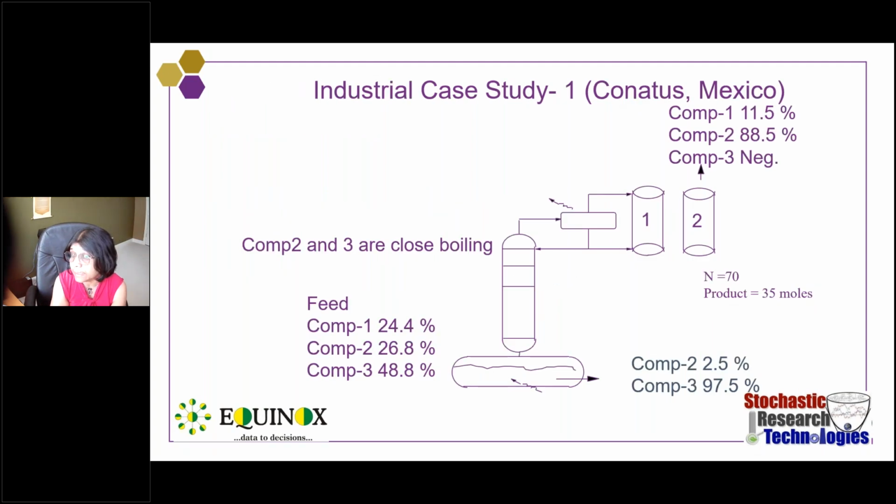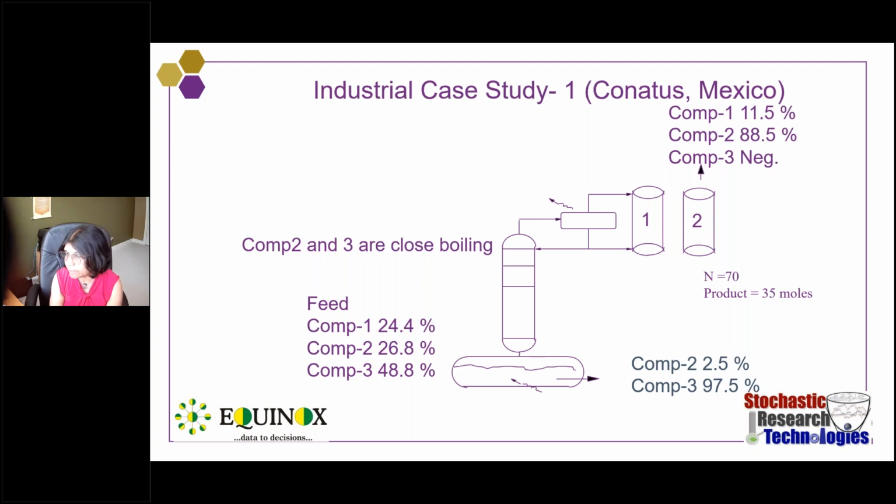The second case study is coming from Conatus, Mexico. I'm not going to get into the details of their system, but they had a 3-component system. Components 2 and 3 were close boiling. Essentially their component 3 was their important product. Component 2 was the second important product.